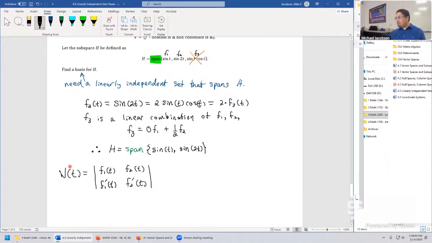So let's work out this Wronskian. It's going to be, well, f1 of t is sine t, f2 of t is sine 2t. Below, we're taking derivatives of just the entry above. So the derivative of sine turns into cosine t. This one is a chain rule, so it's 2 cosine 2t.